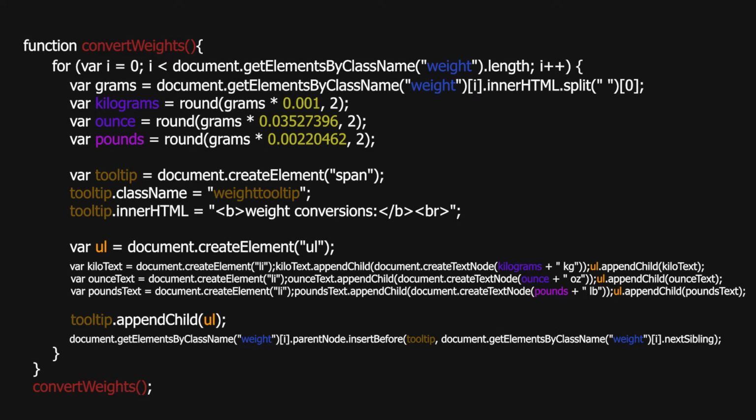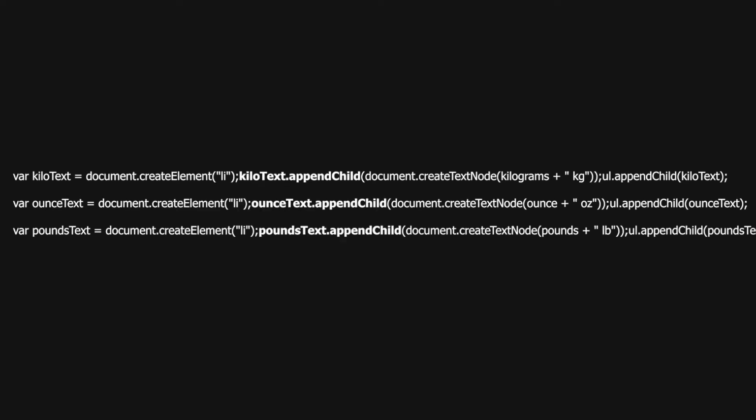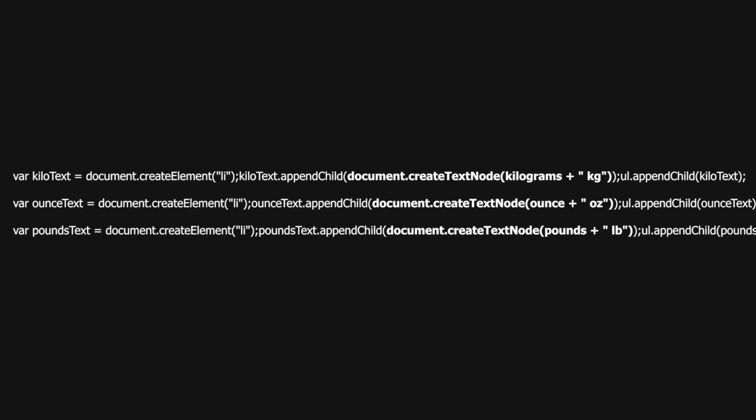Yeah, you can look at the code here in detail. So when we add the text to the unordered list, we create an element, a normal list element, and we append a child in there, which is basically just a text node in which we print the text of the weight in the kilograms, ounces, and pounds, and add the symbol behind there. So basically kg, oz, or lb.